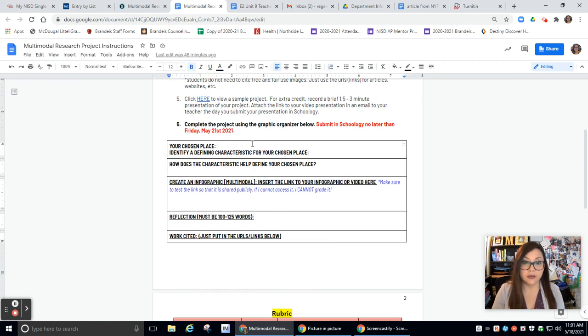You're going to tell me your chosen place. You're going to identify at least one defining characteristic, whether it's the food, the architecture, whatever. If I were doing Walt Disney World, obviously the castle at Magic Kingdom would be something I would choose as a defining characteristic, as well as maybe the cast members themselves. I mean, there are plenty of different things I can do for that. And then how does the characteristic help to define your chosen place?